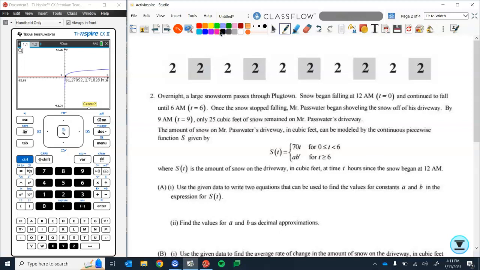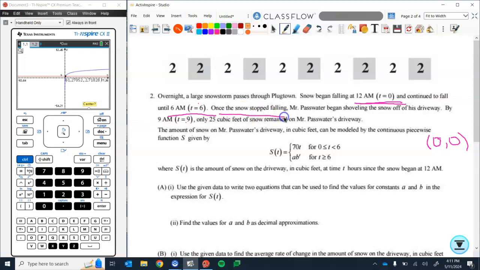All right, so overnight a large snowstorm passes through Plugtown. Snow began falling at 12 a.m., t equals 0. Okay, so two things here. First of all, if it began falling, that means there was no snow, or that's the implication here, at t equals 0. So that means I have an ordered pair of (0, 0) in my function. And it continued to fall until 6 a.m., t equals 6. Now, here's one thing I think that is nice that was done here: sometimes they will tell you this, but then they won't give you the t's here, and you're expected to count the time, so don't mess up the time if you've got to do that.